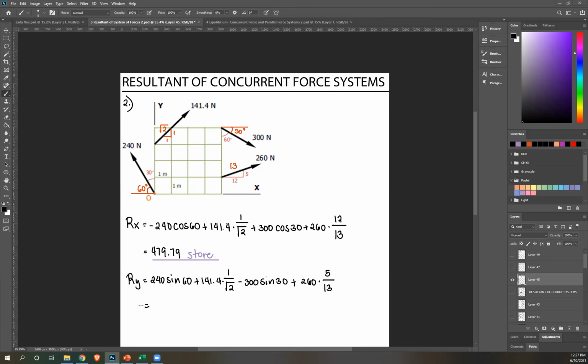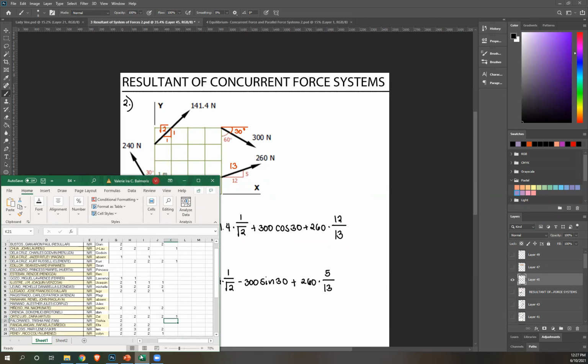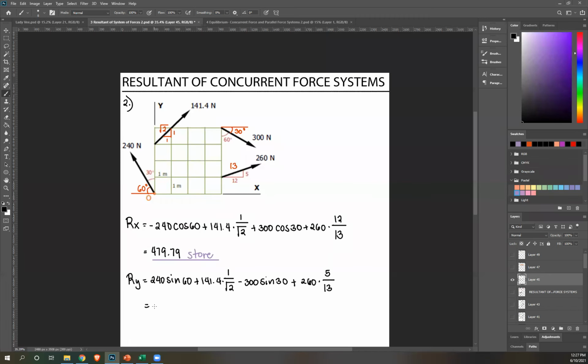Correct. 257.83. Correct. And store that. 257.83 store. Now I can solve for R. R is just square root of Rx squared plus Ry squared. And we already know Ry and Rx, so please solve what's R.